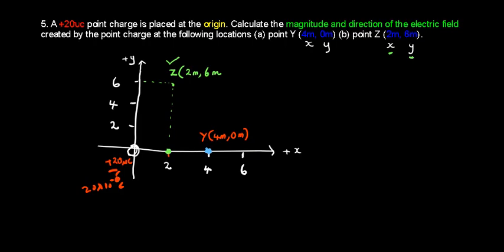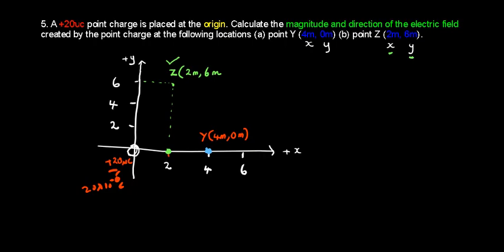Now, if you see this, here, this is Z. At this point, Z is what? 2 meter and 6 meter. That is, 2 meter is the distance in the X direction, while the 6 meter is the distance in the Y direction. Now, how do we resolve the magnitude of the electric field at this point?